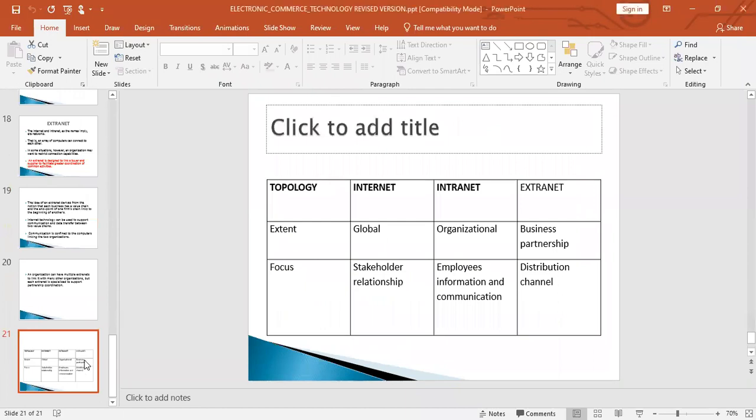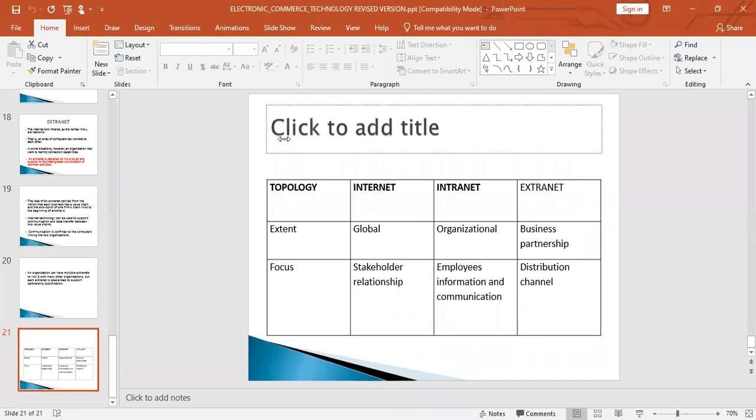Now, I have summarized all the three topologies in a table form. So we have the topology, which is the internet, intranet, extranet. Then we have the extent and the focus. So for instance, if you look at the internet topology, the extent is the fact that it is global. That is, everybody can have access. And the focus is normally stakeholder relationship. Everybody is a stakeholder, all of us are stakeholders. So everybody is a part of the internet communication system.